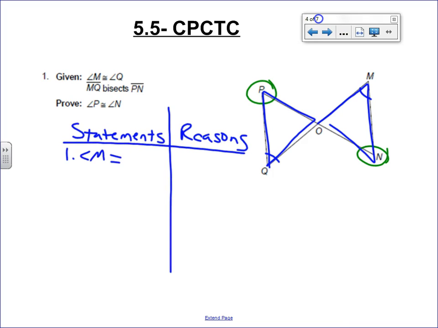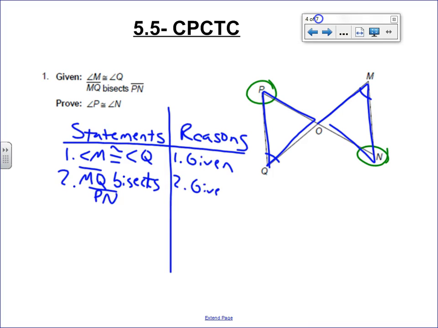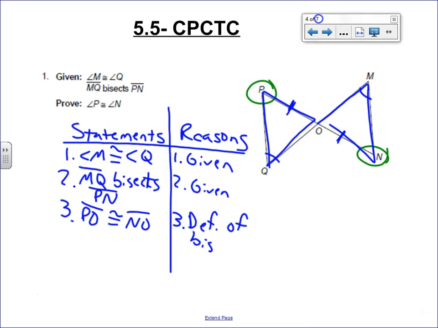First thing, angle M is congruent to angle Q. That's given. We also know that MQ bisects segment PN. That is also given. I know that if MQ bisects PN, then PO will be congruent to NO. And that's just the definition of a bisector. I know that's what a bisector does. It splits the side into two equal parts.